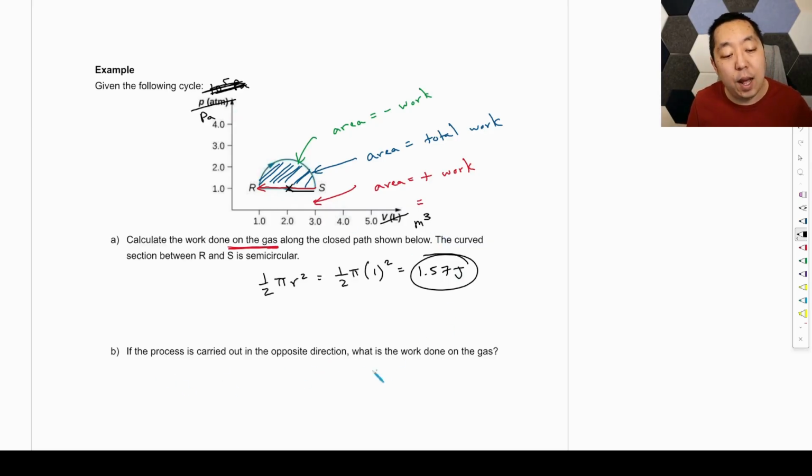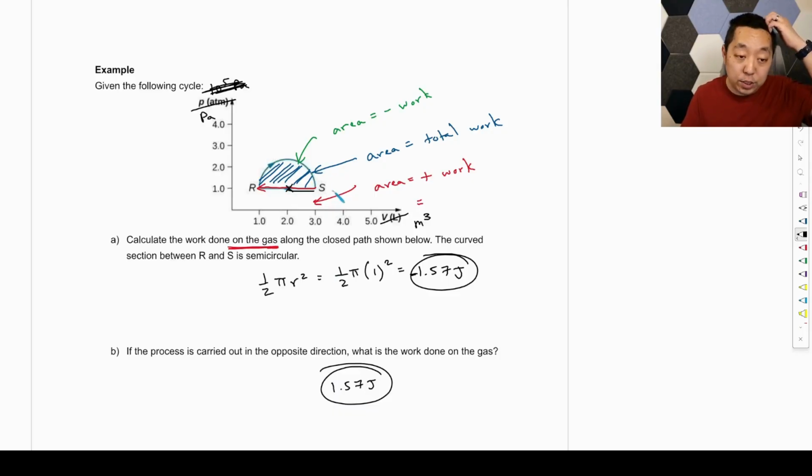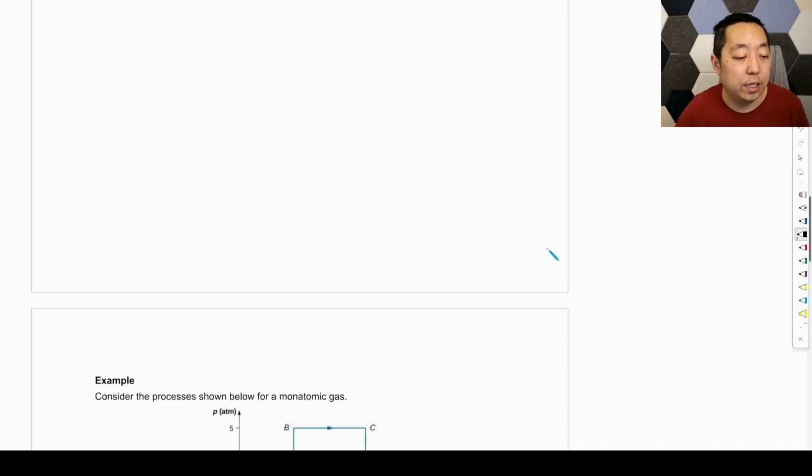The process is carried out in the opposite direction. Oh, and this should be negative. Okay, if we go in the opposite direction, we switch it. Now all the areas are flipped. It's going to be positive work going from S to R, and then from R to S, it would be negative work because it'd be expanding there. And so the work done on the gas would be positive 5.7 joules. Same area. So that's why I never use the formula to determine if the work is positive or negative. I just think about it: is the gas being compressed or is it being expanded, to see if the work being done on the gas is positive or negative.